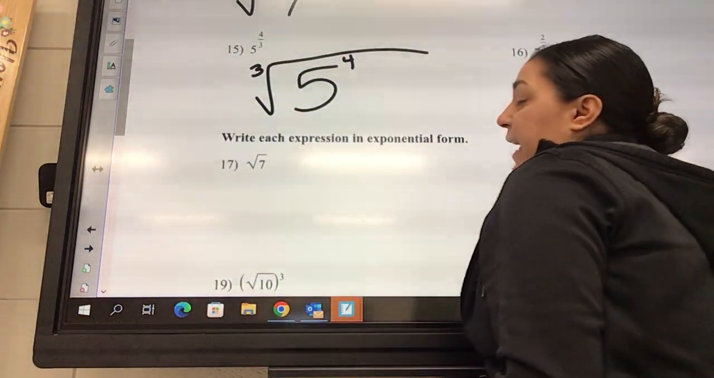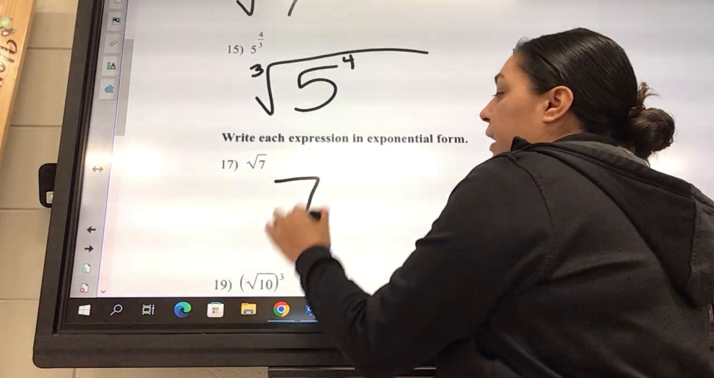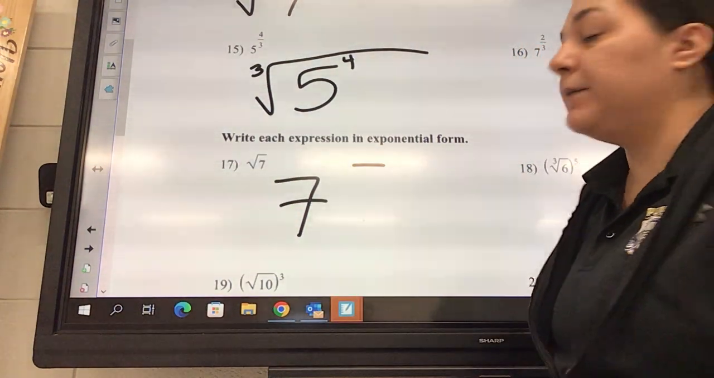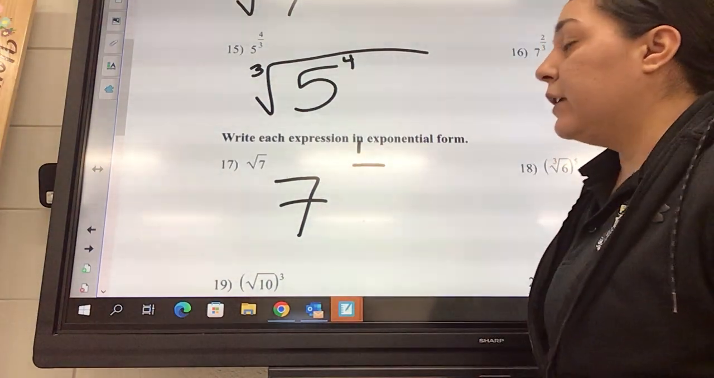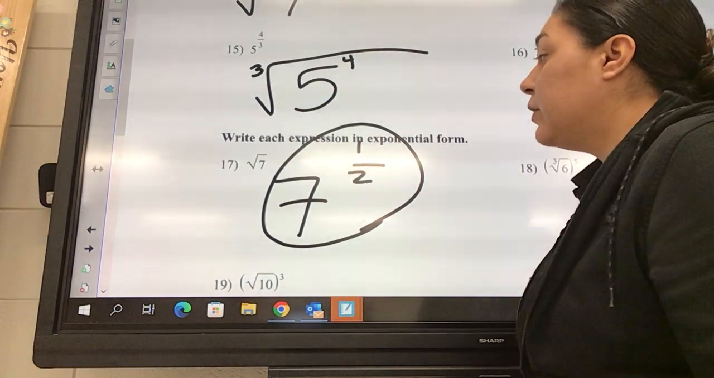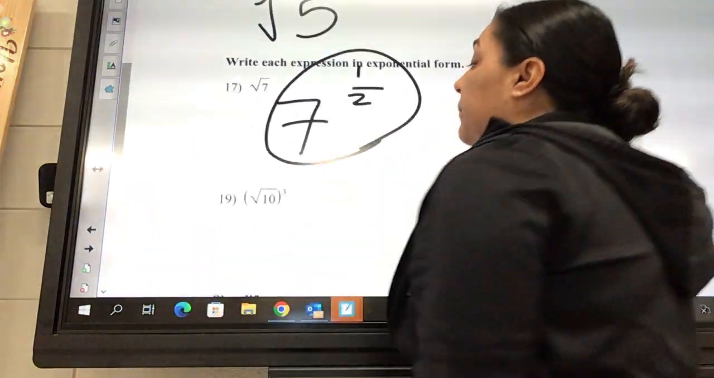These ones, they want them in exponential form, so they're going to say 7. Okay, what's on the inside? If there's no number there, what's on the inside? Well, it's a 1. And on the outside, if there's no number there, it's a 2. So it's going to be 7 to the 1/2 power.